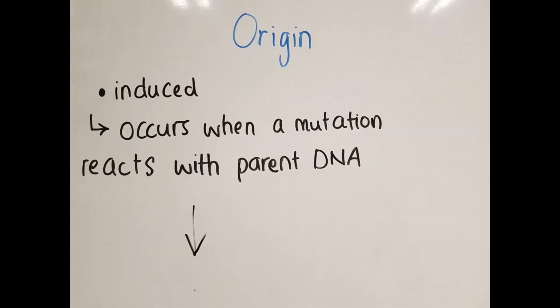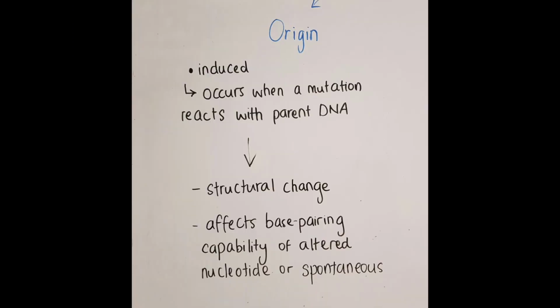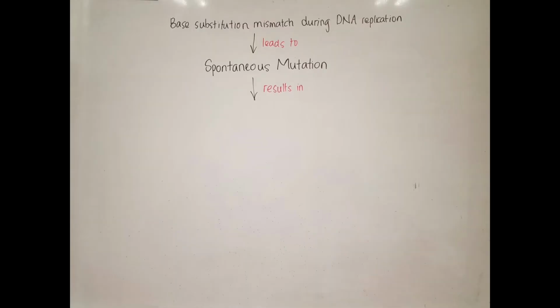The origin of the mutation can either be induced, which occurs when a mutagen reacts with the parent DNA, causing a structural change and affecting the base pairing capability of the altered nucleotide, or spontaneous, which is caused by spontaneous errors in replication, resulting in DNA sequences replicated. This is because the mutagen is able to evade the proofreading function of the DNA polymerase at the replication fork.